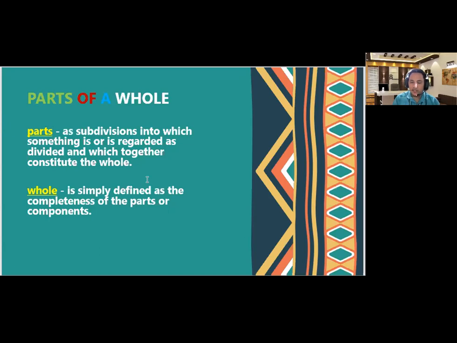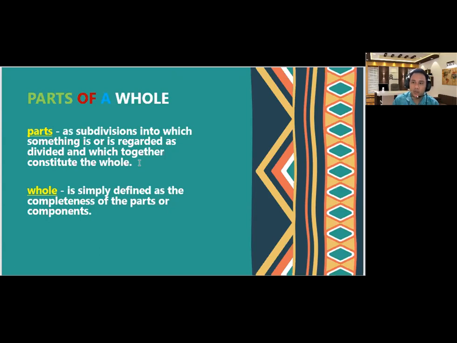On the other hand, when we say the word whole naman, it is simply defined as the completeness of the parts or components rather. Yung parts, subdivisions siya. Kaya pag pinagsama-sama yung parts, we can create a whole. But when we say whole, it is simply defined as the completeness of parts or components. So once na kapag sama-sama na yung parts and it is in a complete state, tinatawag natin siyang whole.